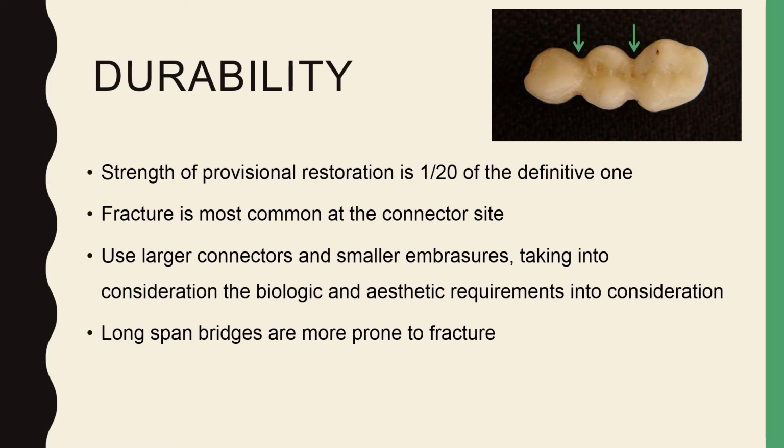The first mechanical requirement is durability. The strength of provisional restorations is 1/20 of the definitive one, which makes it prone to fracture, especially at the connector site. To overcome this, you always use larger connectors and smaller pontics while taking into consideration the biologic and aesthetic requirements. In case of long-span bridges, which are more prone to fracture, consider using stronger lab-made temporaries instead of chairside.